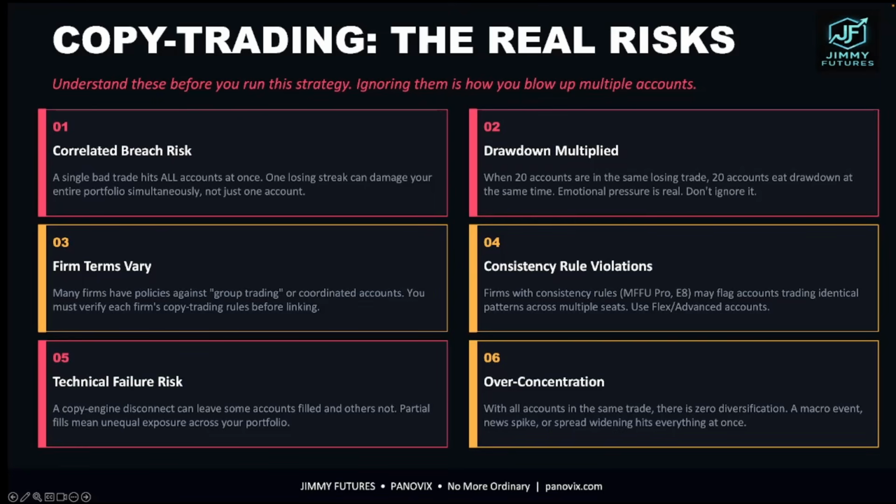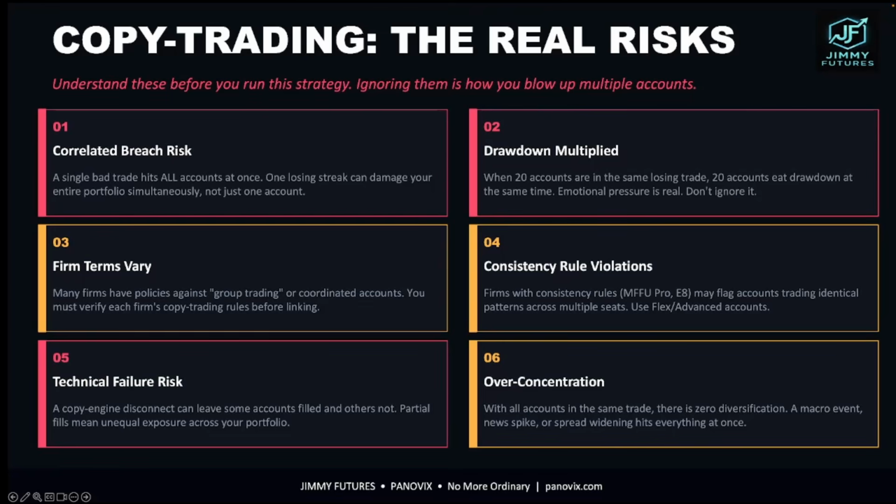So the max you should go with when you're starting out, after 1, is 5. I would recommend 2, because you're already doubling your income and your risk at that point, and then slowly go from there. Two, firm terms do vary. Some prop firms do not like trade copiers, and they have policies against group trading or coordinated accounts. So please check the prop firm's rules that you're using to make sure that everything is copacetic.